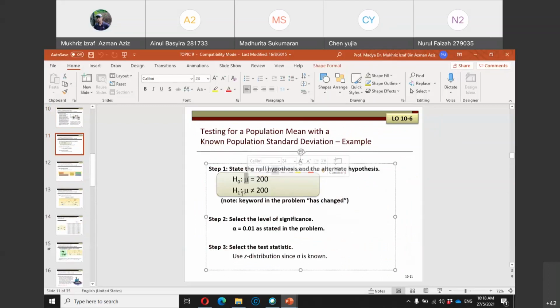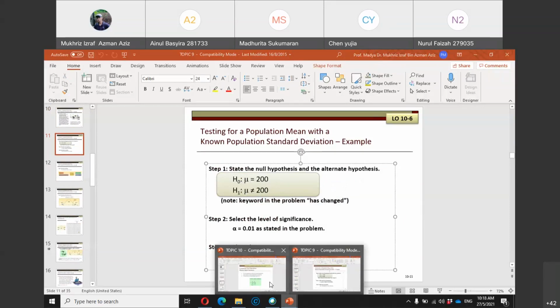and then H1 is mu not equal to, or it can be mu more than, or mu less than. So it's always in terms of mu followed by a value, because we are only testing for one sample. In the one sample hypothesis, it always starts with mu followed by a certain value, whether it's not equal to, more than, or less than.